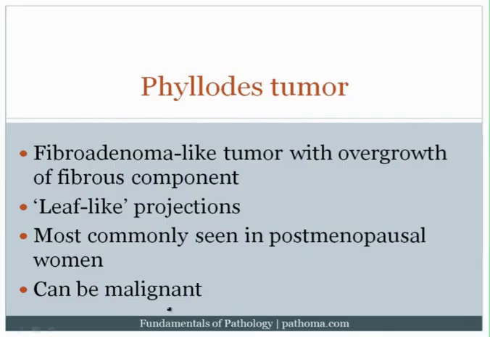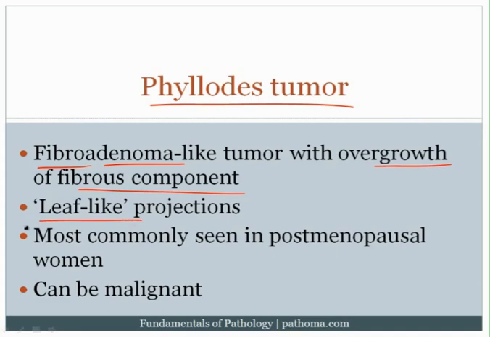There is another type of fibroadenoma-like tumor that can develop within the breast. It's called a phylloides tumor. It's very similar to the fibroadenoma in the sense that it has fibrous tissue and glands, but there's an overgrowth of the fibrous component, high yield. There is an overgrowth of the fibrous component. Now that overgrowth of the fibrous component then pushes out the tumor into these leaf-like projections.